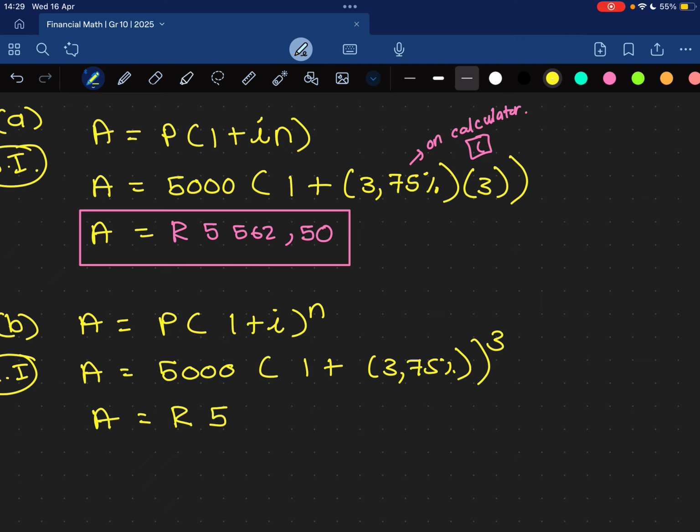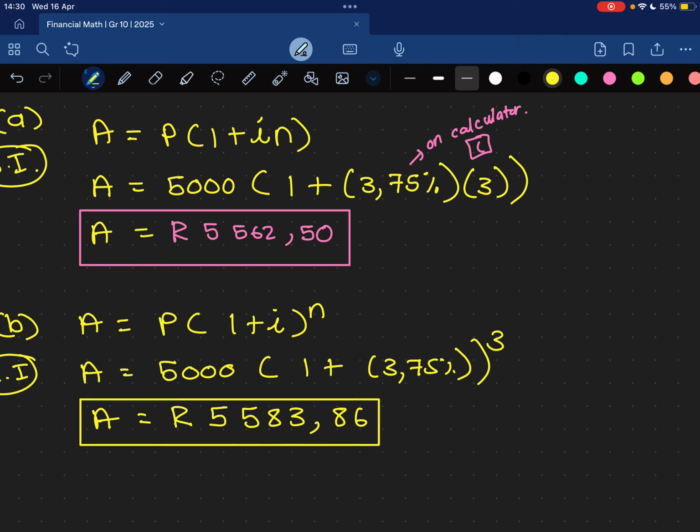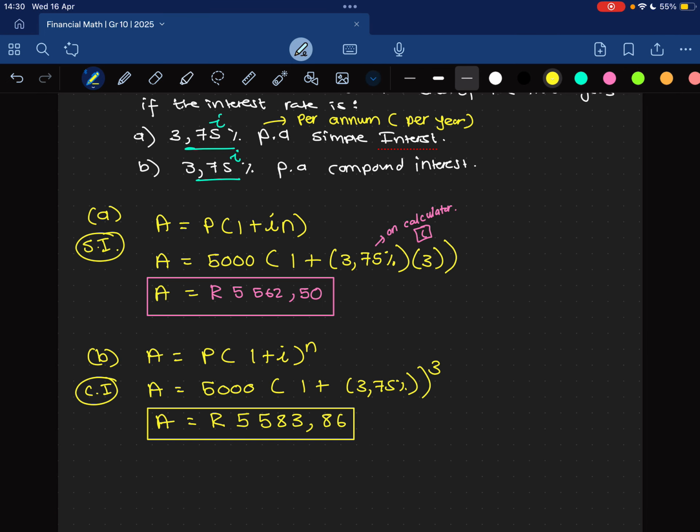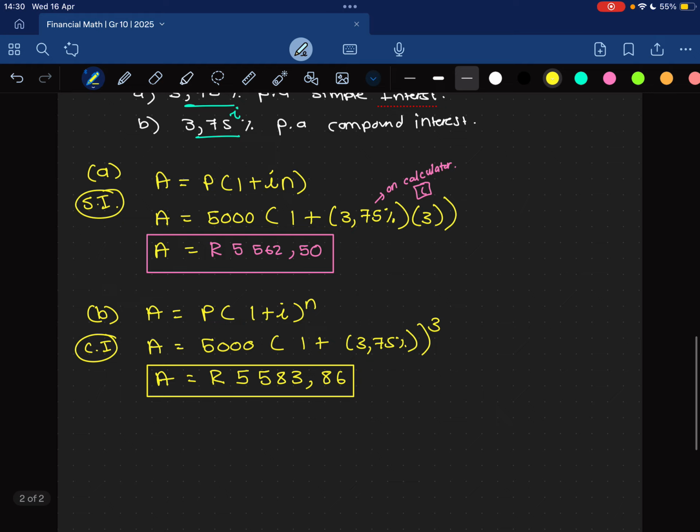Make sure you put it in your calculator so you know you're getting the same answers that I do. You should get 5,583.86. Okay, so you can see that there is a difference in the amounts that were given.